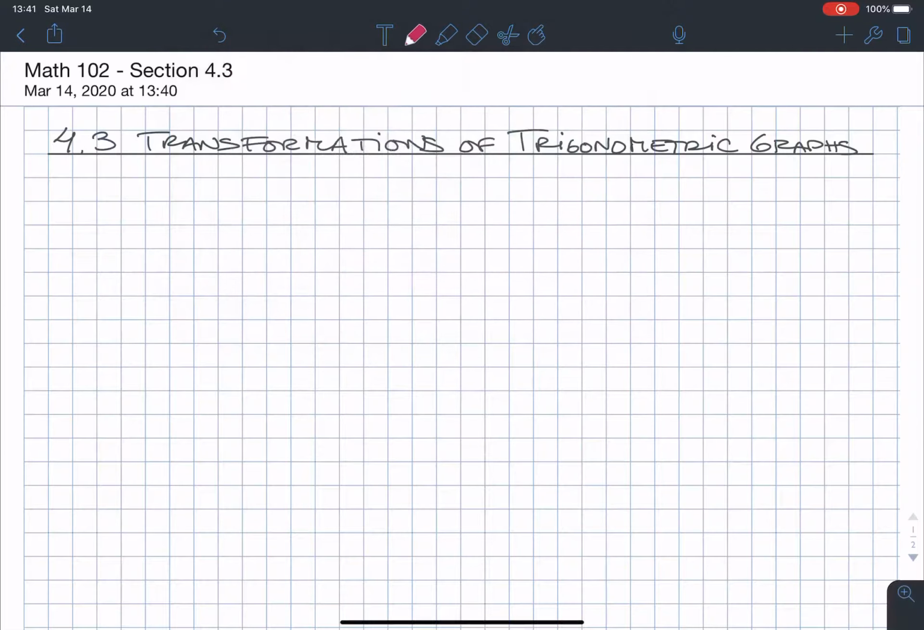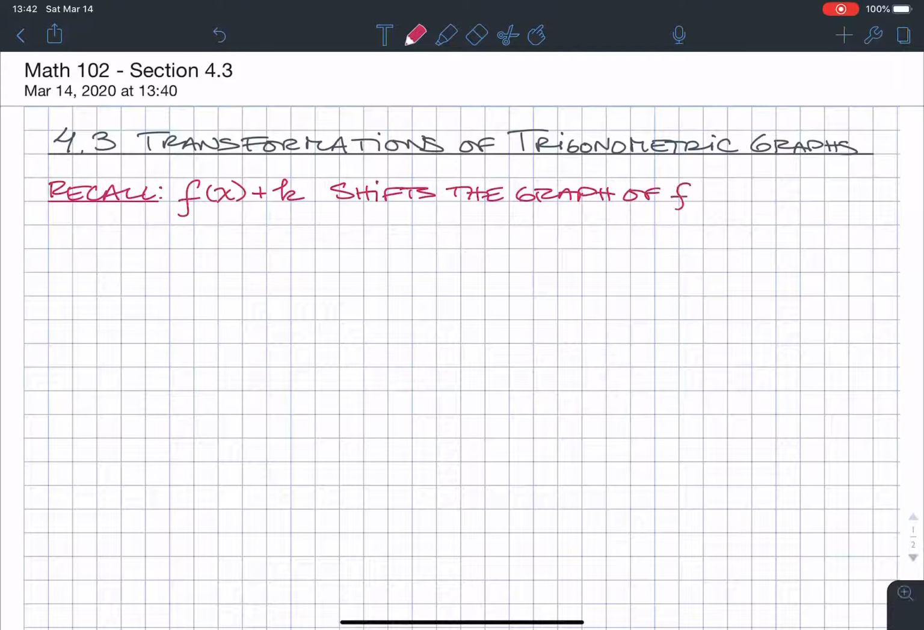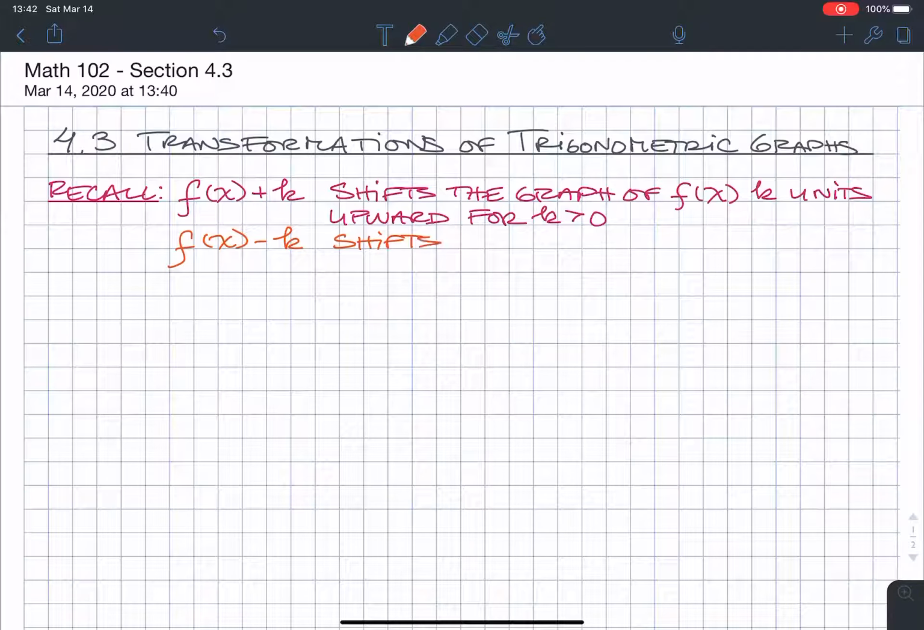Okay, so let's recall that f of x plus k on the outside shifts the graph of f of x k units upward for k being a positive number, whereas f of x minus k shifts the graph of f of x k units downward if k is positive, k units downward for k a positive number.